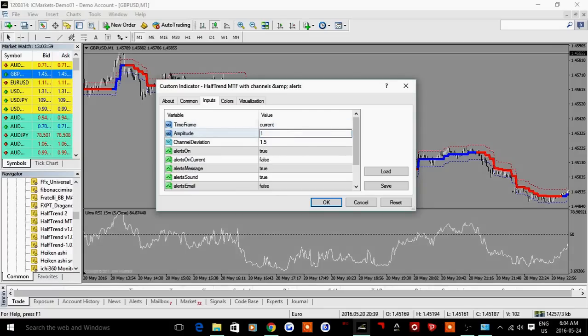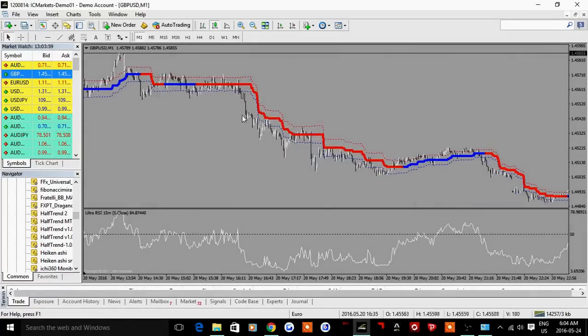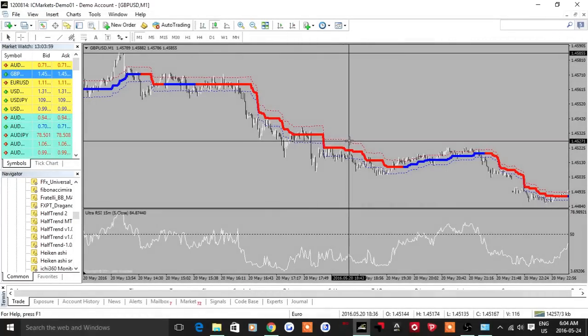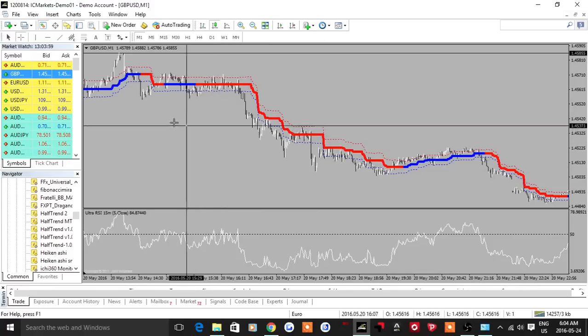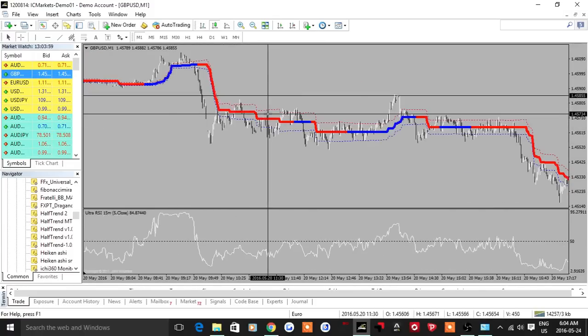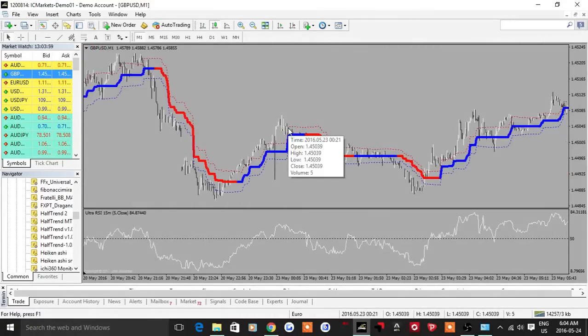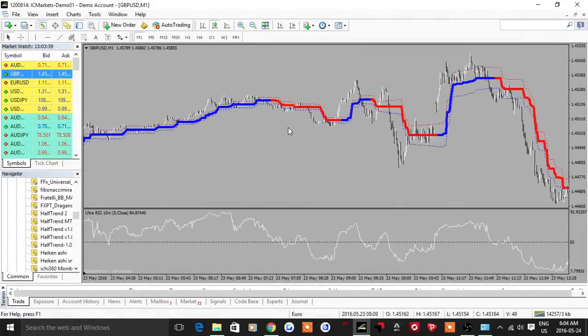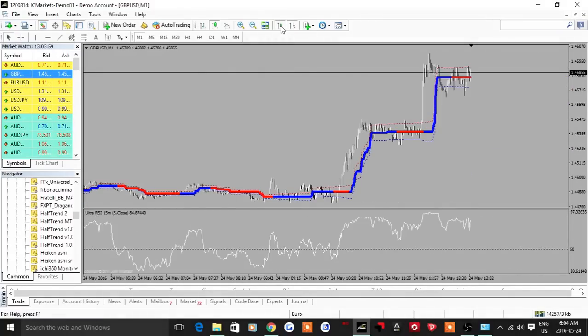But the sole motive of using this MTF is only that we get that channel which draws a pretty good level for support and resistance. It draws same as half trend, so there is no change in the calculation or anything. It just provides you a better level, and that's pretty much, I guess, all there is to know about it. And there was one thing I forgot, I guess.